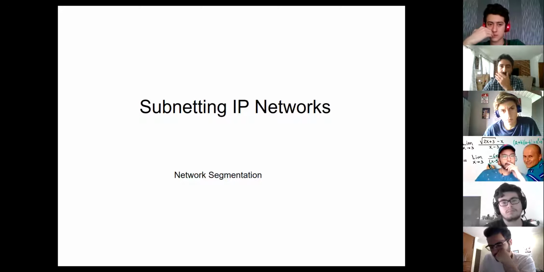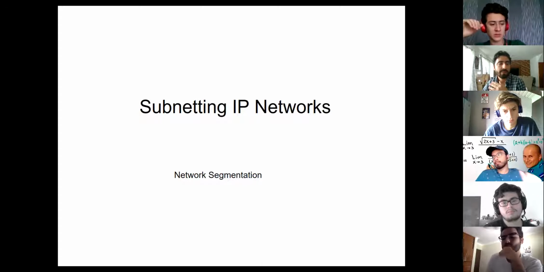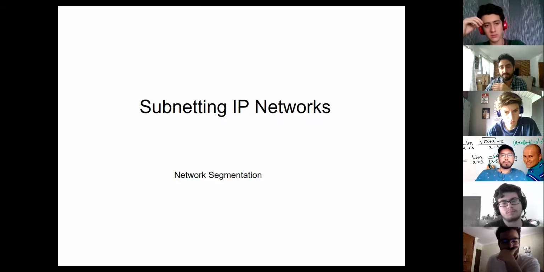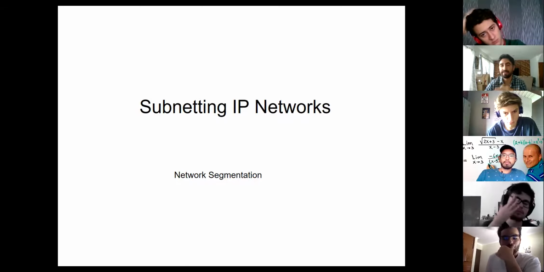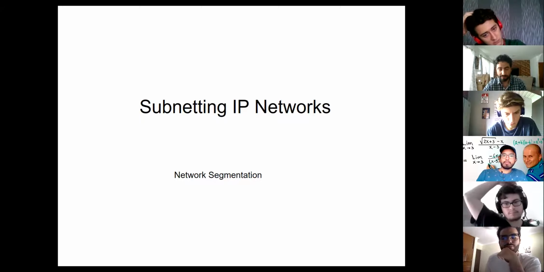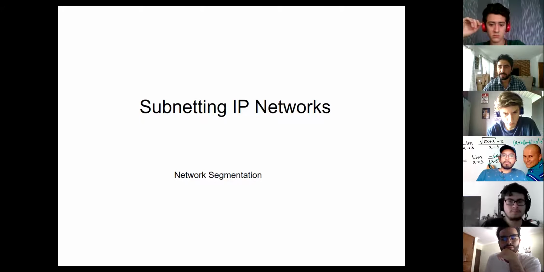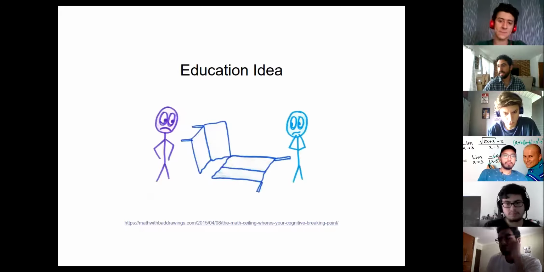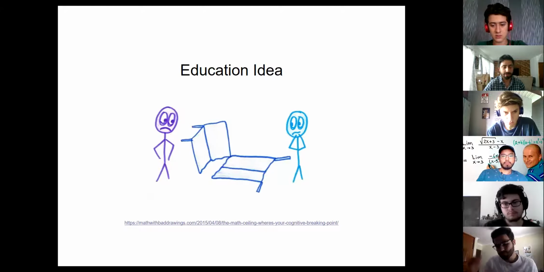Okay, so we're going to continue with IPv4 subnetting, a little bit about VLSM, or variable length subnet masking. But before I continue, I would like to share with you an educational idea. Have any of you heard about the law of the broken couch?